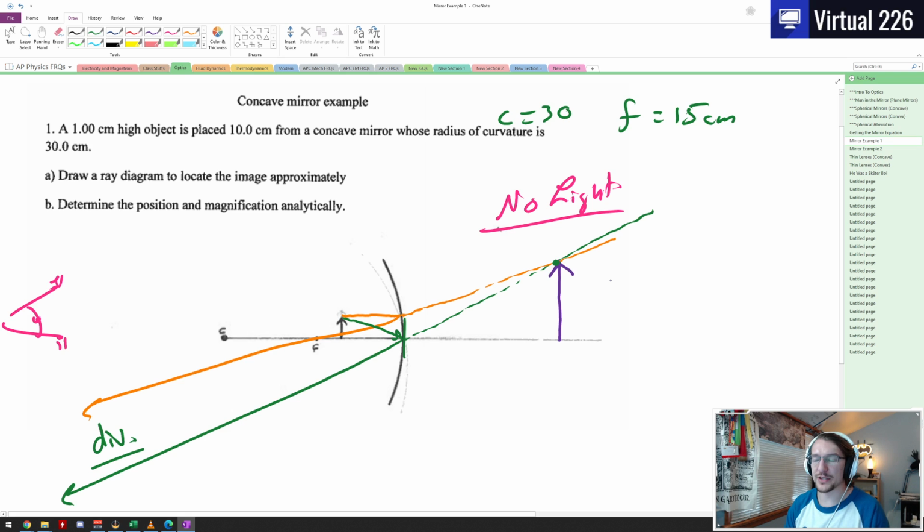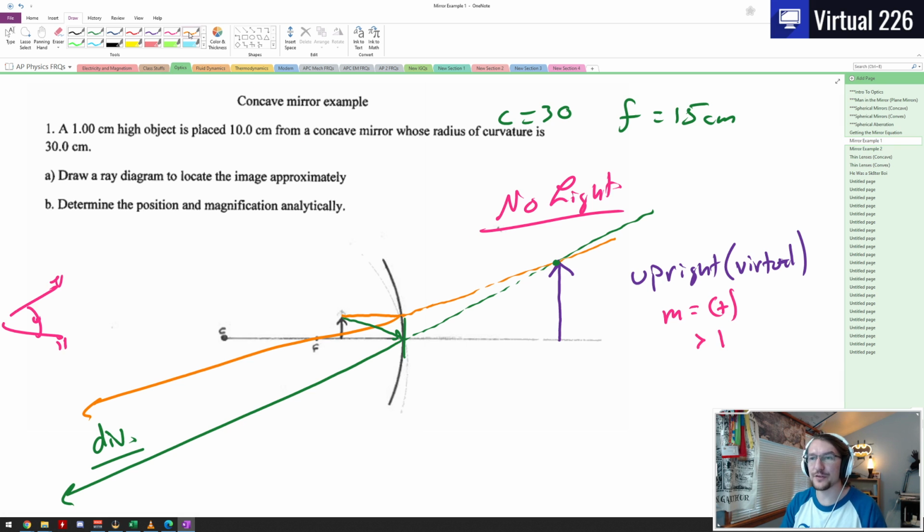This is an upright image because it hasn't flipped, which means it's immediately a virtual image. We also know because it's upright that the magnification for this better be positive, okay? Because we have not flipped. And if we just take a look at this, our image became larger than the object, so this magnification better be greater than 1.